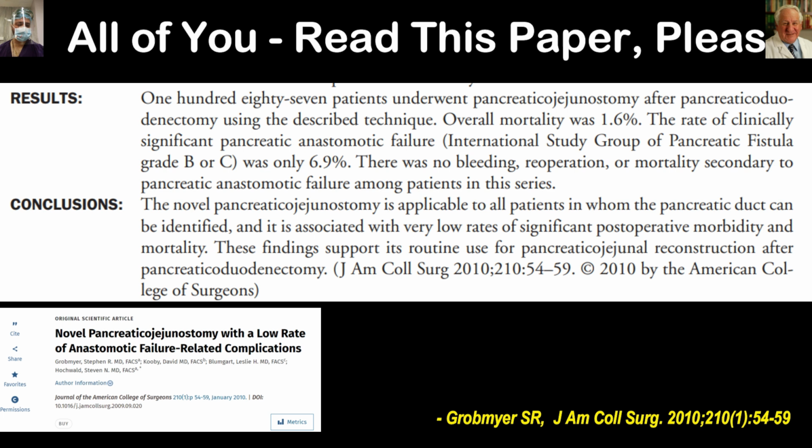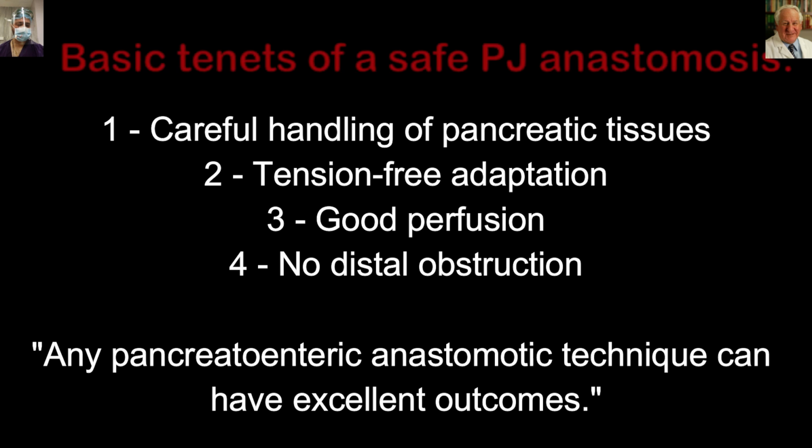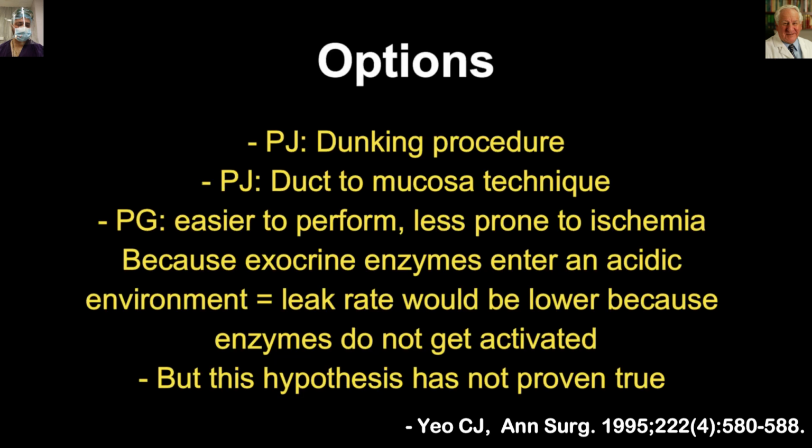The idea here is that you should be able to identify the MPD, the pancreatic duct, and only then can you do the duct-to-mucosa technique. The basic tenets of a safe pancreaticojejunostomy are: careful handling of the pancreatic tissue, as in all surgery, and tension-free adaptation. Both the jejunum and the pancreatic remnant should have good vascularity and good perfusion, and there should not be any distal obstruction to the draining limb. The options available to us are PJ dunking, PJ duct-to-mucosa, and PG, which is easier to perform and less prone to ischemia.